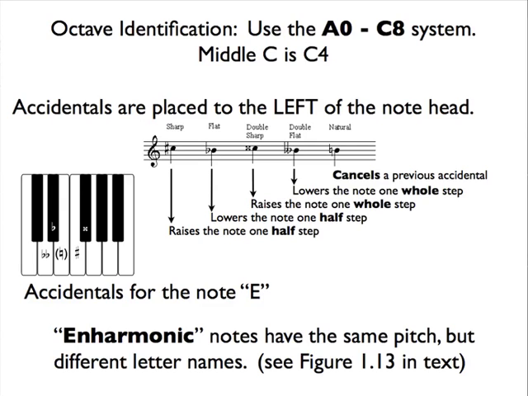Enharmonic notes are notes that have the same sound but are written differently, with different letter names. For example, F sharp is a half step above F, and G flat is a half step below G, and those two notes, F sharp and G flat, are the same sounding note. There's still that black key between F and G, and those notes are enharmonic because they sound the same, even though they are written differently. One's an F sharp and one's a G flat.